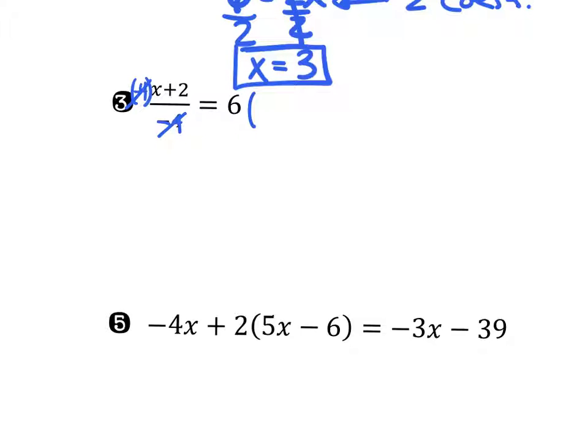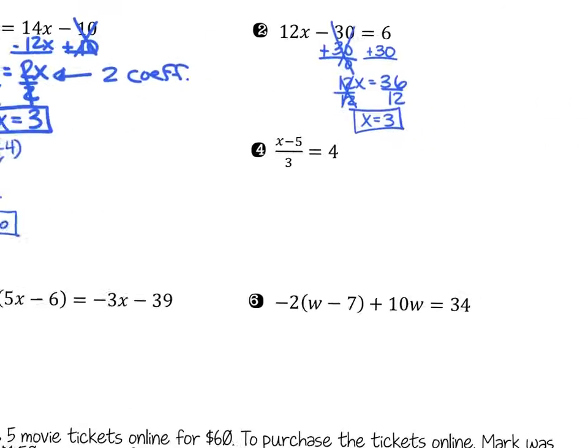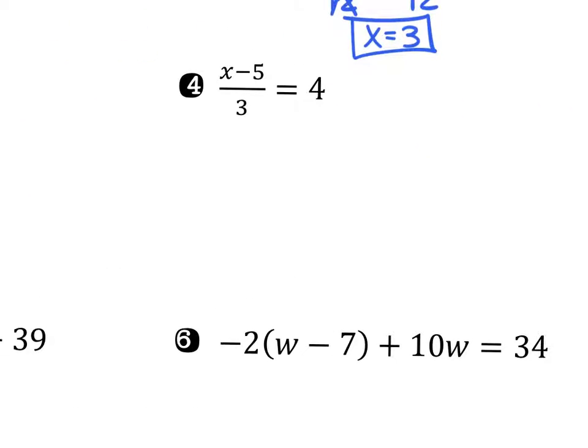But since I multiply by negative 4 on this side, I have to do that over here, because the opposite of divide was multiply. So now I have x plus 2 equals 6 times negative 4, which is negative 24. And then I'm left with x plus 2. So to move the 2, I subtract it. And x equals negative 26. All right, 4. I would go ahead and pause and try this on your own.